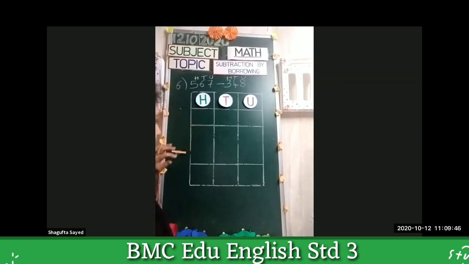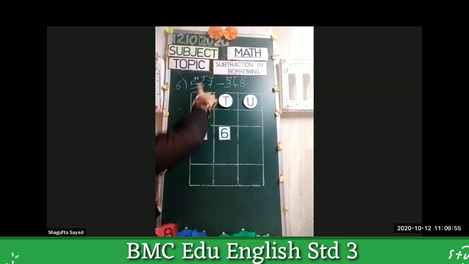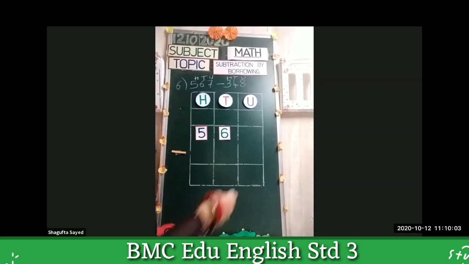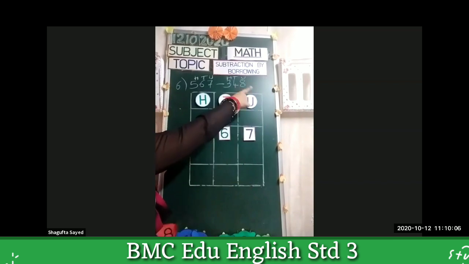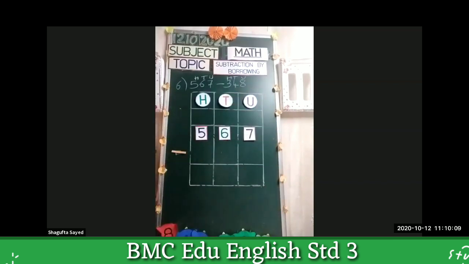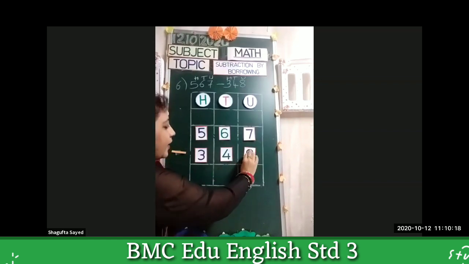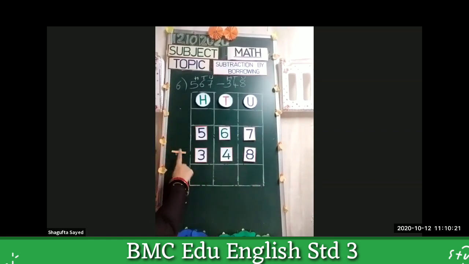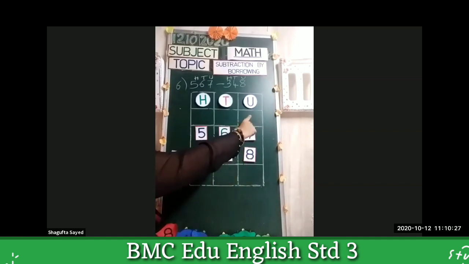So 5 will come here. Then what is this here? 6. 6 is at which place? Yes. Now what is this? 7. Next, 348. Minus sign is already there. Okay. Now we are going to solve from which number? Unit side. Unit place. Sorry.